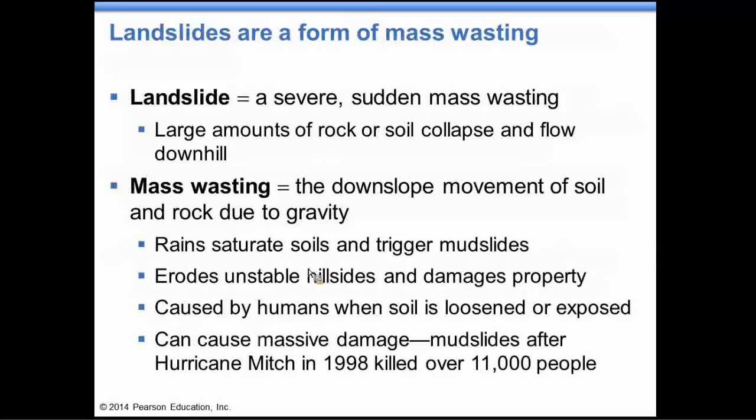Landslides are a form of mass wasting. A landslide occurs when large amounts of rock or soil collapse and flow downhill. Landslides are a severe and sudden manifestation of mass wasting, the downslope movement of soil and rock due to gravity. Most often, mass wasting erodes unstable hillsides, damaging property one structure at a time. Occasionally, mass wasting events can be colossal and deadly. Mudslides caused when volcanic eruptions melt snow and send large volumes of destabilized mud racing downhill are called lahars, and these are particularly dangerous.